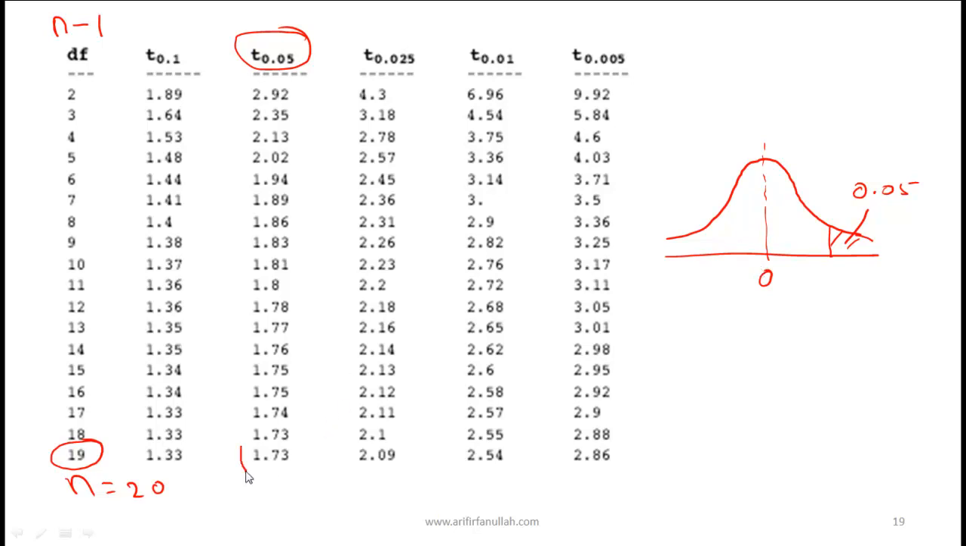And what this number basically says is that if we have 0.05 in the right tail, then for degrees of freedom equal to 19, the value over here, the t 0.05, is 1.73. Notice that if you have less probability in the tails, like over here 0.025, then the t value becomes larger and larger.